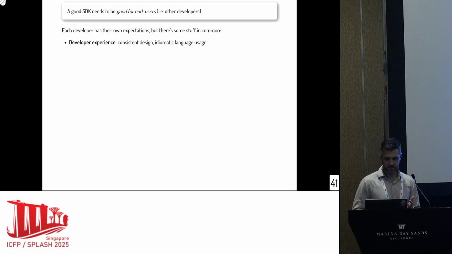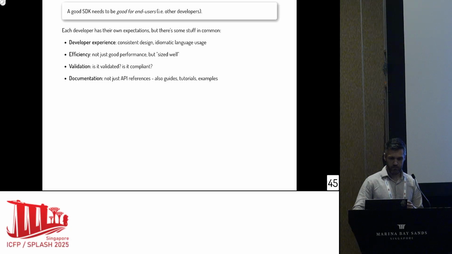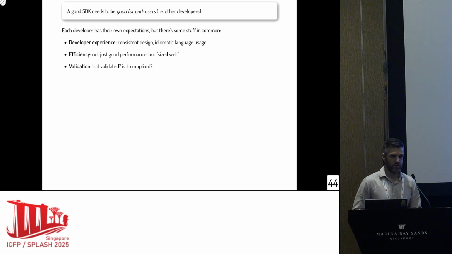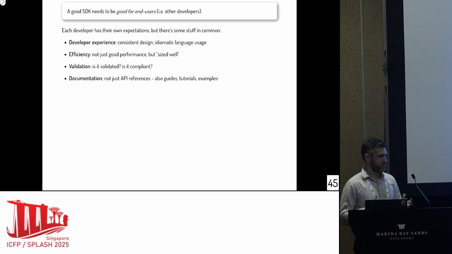Is your design consistent so it's easy to explore? Does it follow the idioms of its target language? Another one is efficiency, so not just good performance, but is it sized well? Also, validation provides assurance that the code the developer is using has been tested. For an SDK specifically, this means that it's compliant with its service specification. And lastly, documentation is important. And I don't mean just API reference documentation, but things like guides, tutorials, examples, so that your library is usable by people with different experiences and different needs.